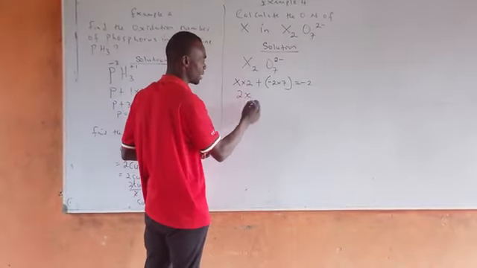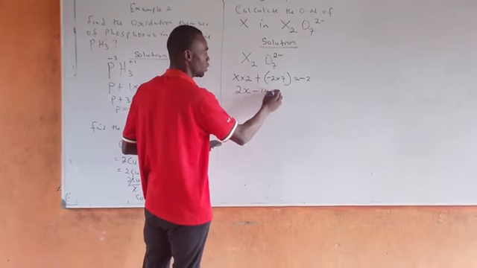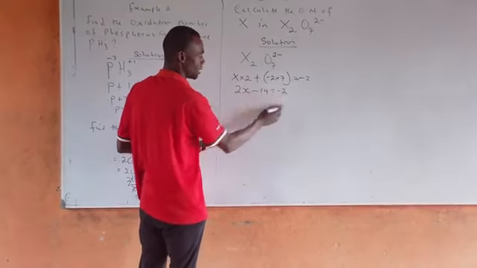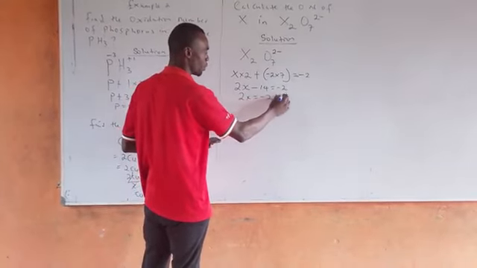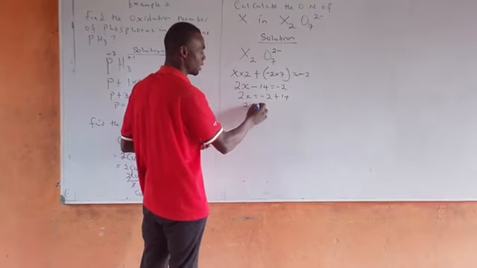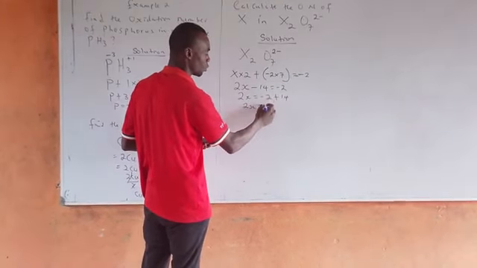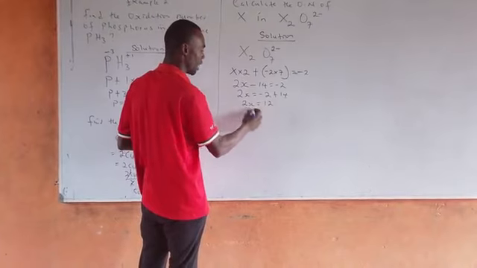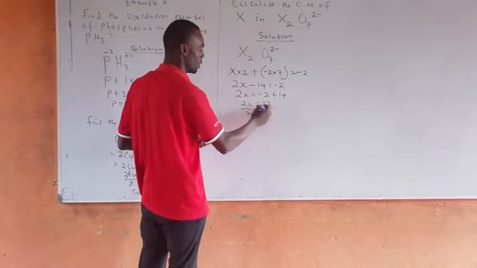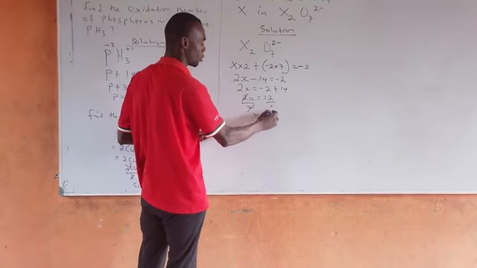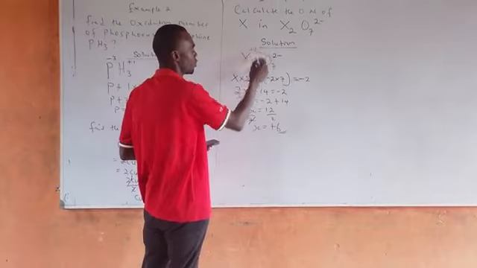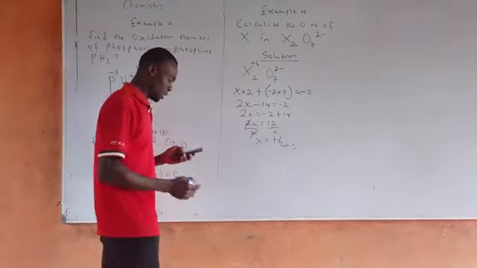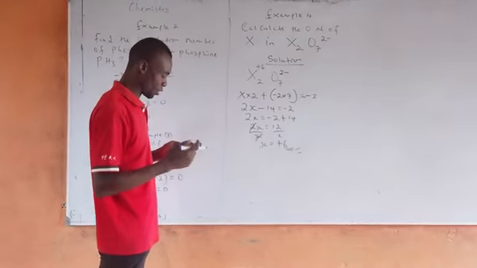We are looking for this S. 2S minus 14 is equal to -2. Let this go to this. 2S is equal to -2 plus 14. Then 2S is equal to 12, which is divided by 2. This and this cancel. S is equal to +6. Now, the oxidation number of S here is +6.